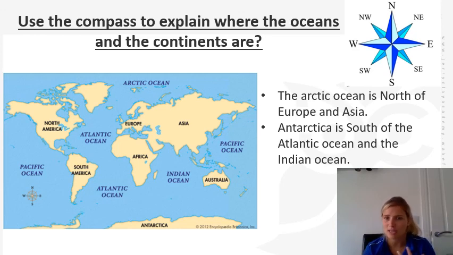Please really make sure your sentences have got capital letters for the names of your countries and of your oceans, because they are names. Please make sure you have put full stops at the end of your sentences and really get the detail into them.